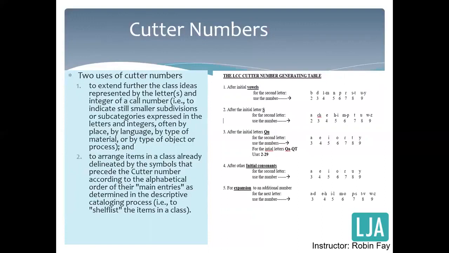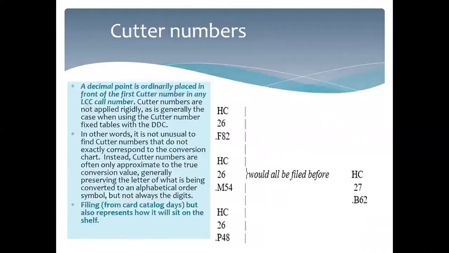Literary authors are a little bit different, but when you talk about the general things in your collection of a general nature, the purpose is to arrange items in a class already delineated by the symbols that precede the cutter number according to the alphabetical order of their main entries. And this is that shelf list piece of it, because once you get things in a group, you need to find a way to file them so they sit next to each other on the shelf.